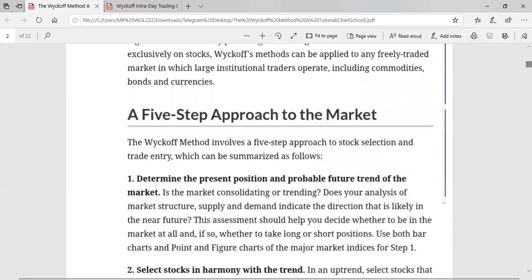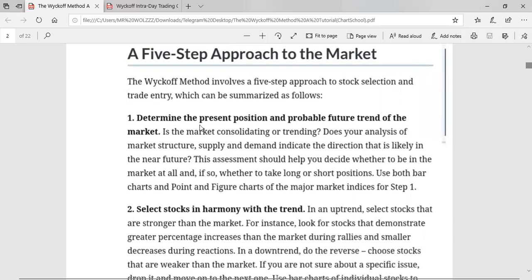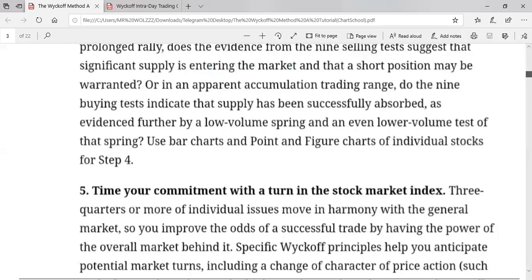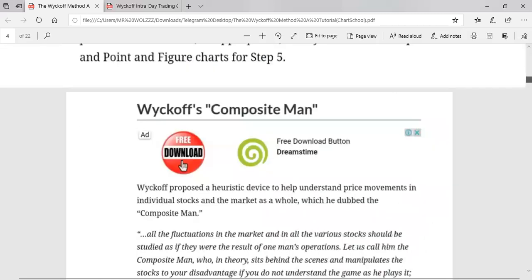So Wyckoff is an approach to the market, and it is basically based on supply and demand. As you can see, we have a five-step approach to the market. Let me quickly run through it. That is, determine the present position and probable future trend of the market. Let me spare you all these stories; I don't want this video to be too long.